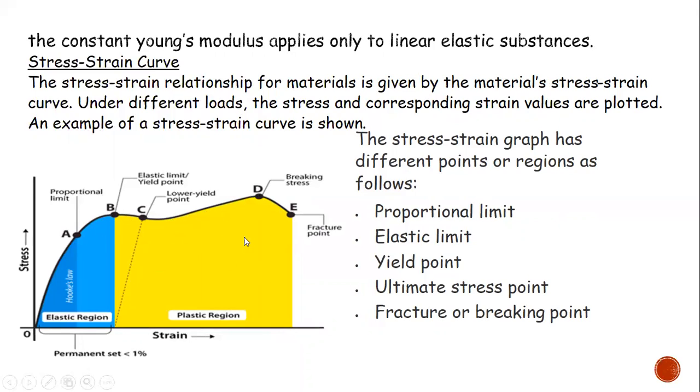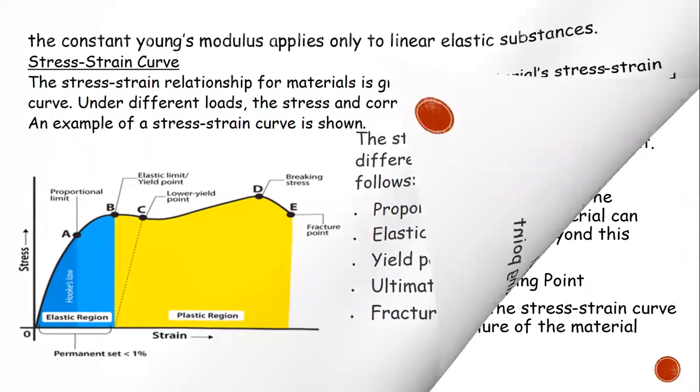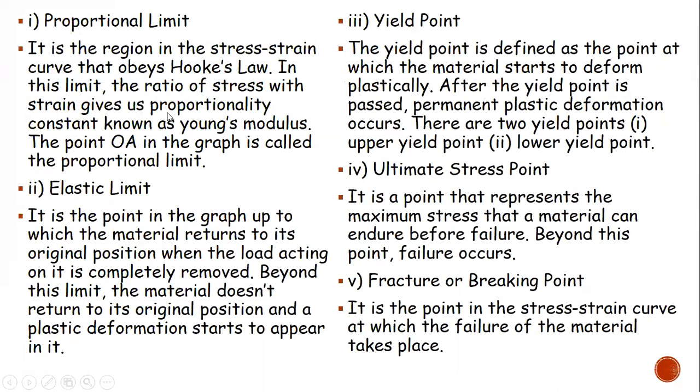So after this, if we apply more, then there is a fracture. Suppose it is a spring or a wire, it will break at this point. So these are the explanations of the different points on it. The proportionality limit is the region in which the stress-strain curve obeys Hooke's law. Elastic limit is the point on the graph up to which the material returns to its original position when the load or the force acting on it is removed.